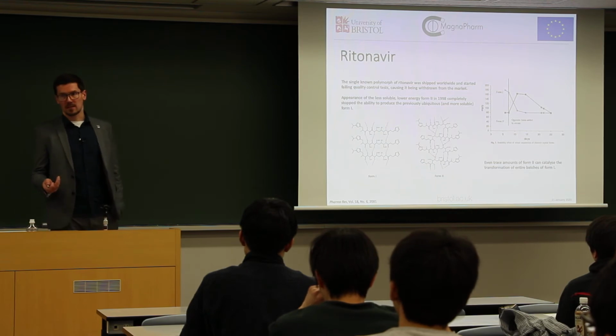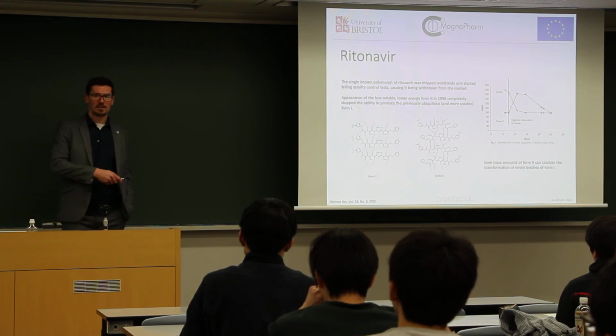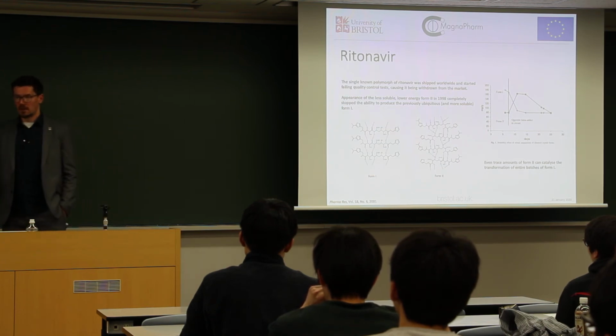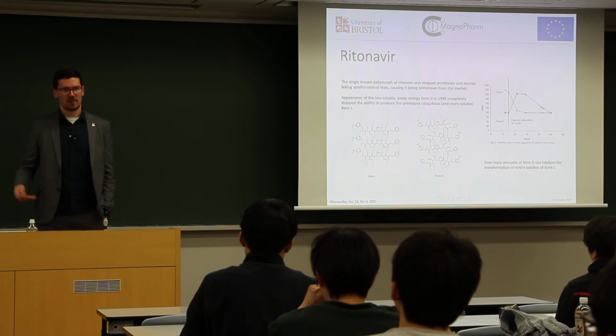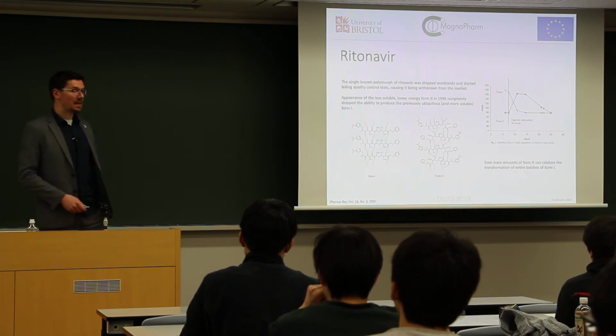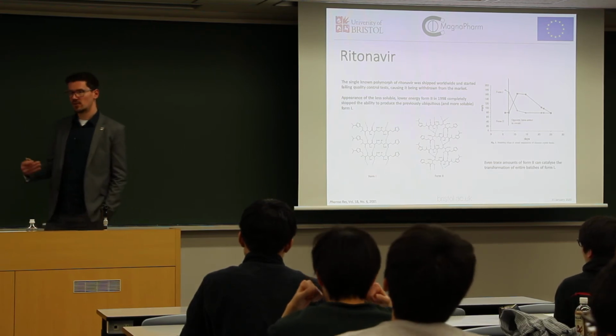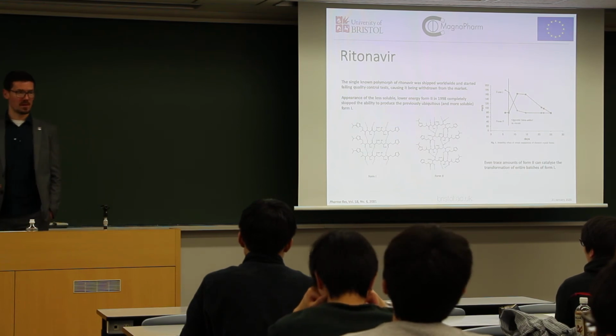Now the problem with this was, now that form 2 had appeared, they couldn't make form 1 again. Literally could not make it again. The factories were producing it, and they were getting form 2 every time. They even built brand new factories to try and stop this form 2 from appearing. It worked for a couple of weeks, and then form 2 appeared.